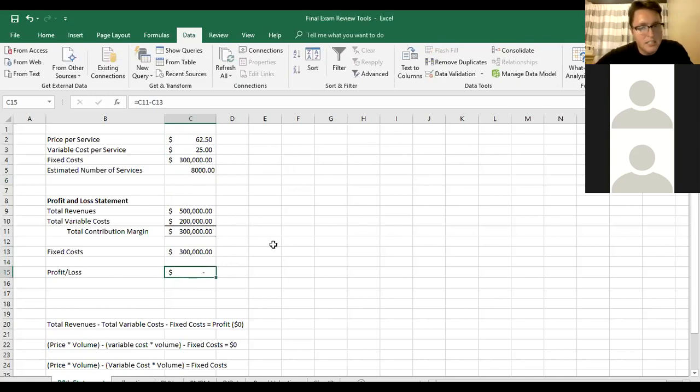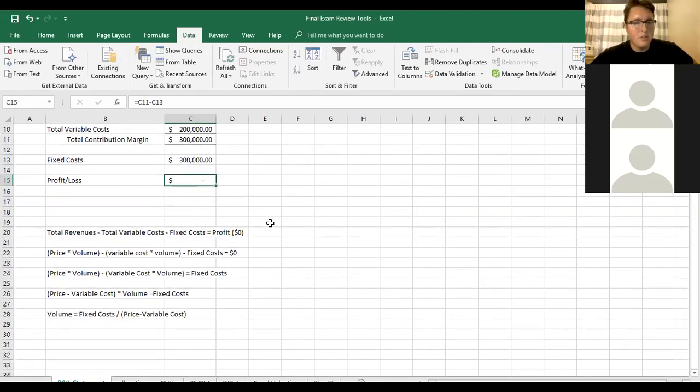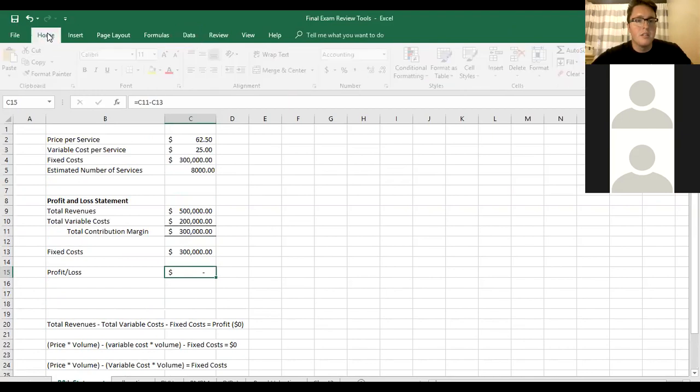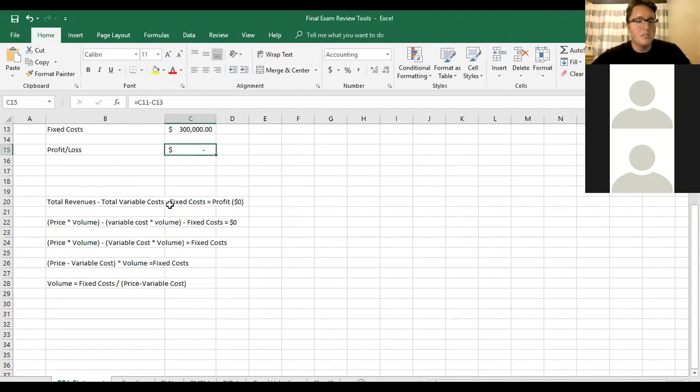So you just need to change that cell, if you're doing volume or price. Now, if you don't have access to Excel, or if you're using the online one, I've been told that the Data tab is not on the free online version. So you can use this equation to solve the same thing.